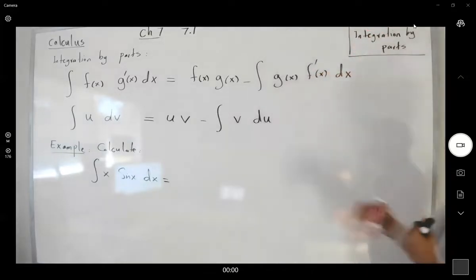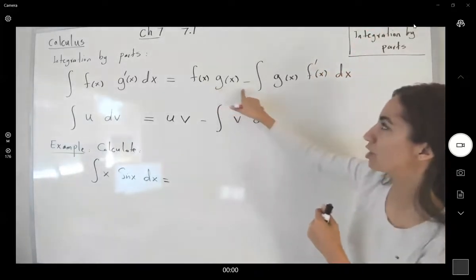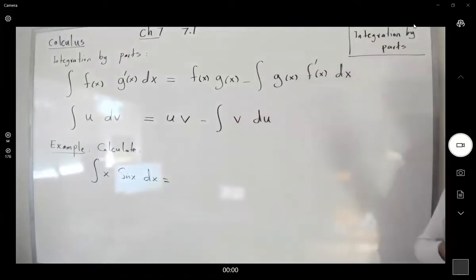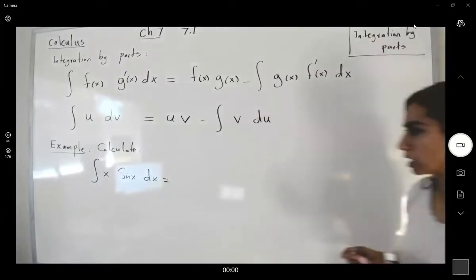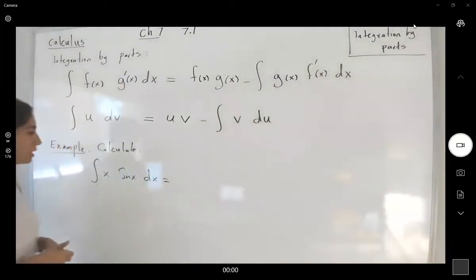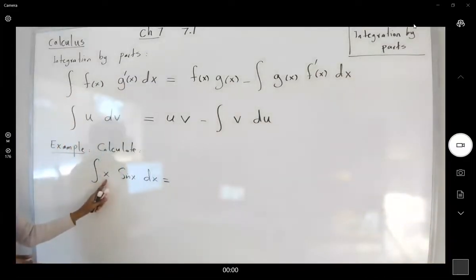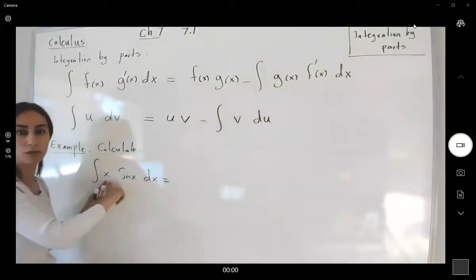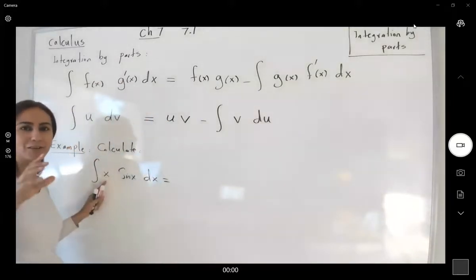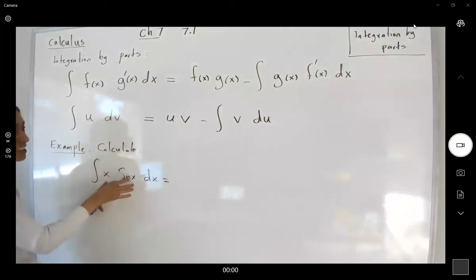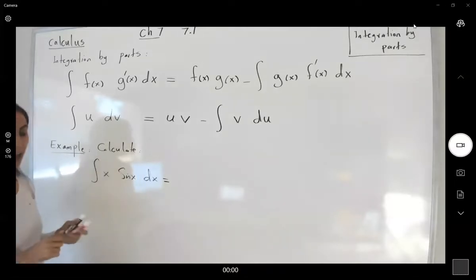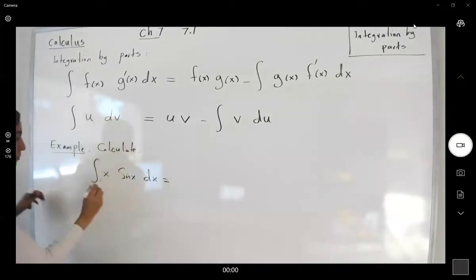In this equality, we have f of x times g of x minus the integral of g of x times f prime of x. You might say, if I take this x as my f in the integral, f prime is going to be 1. So I'm only left with the antiderivative of sine, which I already know how to handle. So let us try this.